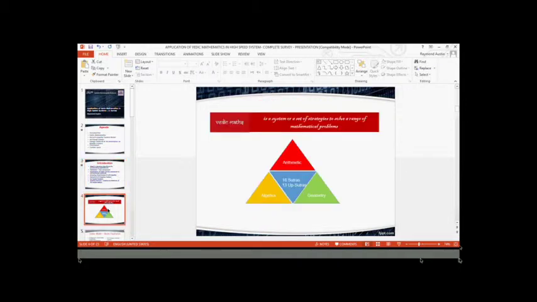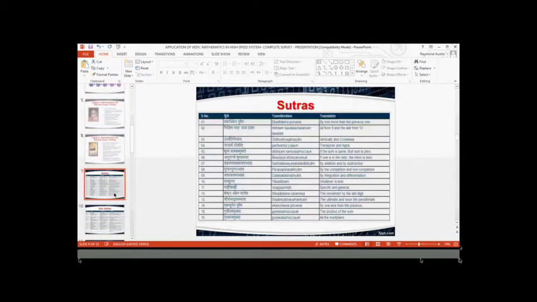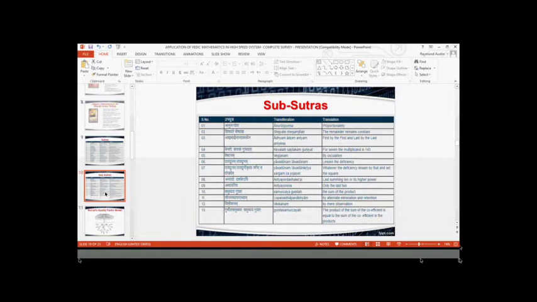As everyone knows, Vedic mathematics is a set of strategies to solve a range of mathematical problems. It includes 16 sutras and 13 sub-sutras, and they can be applied in geometry, algebra, arithmetic, and so on. Now, here are the 16 sutras with their translation, and the 13 sub-sutras.